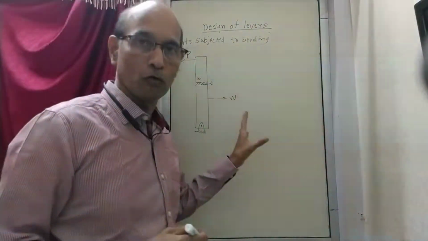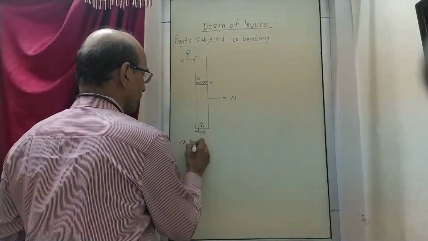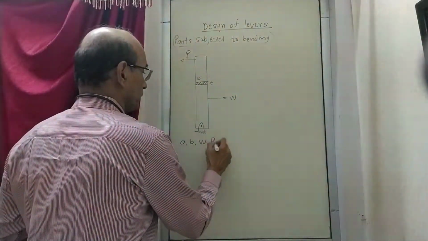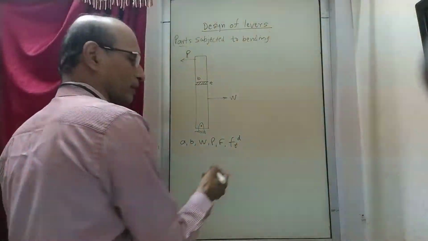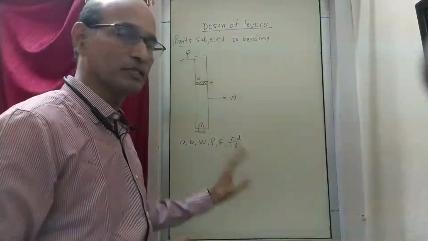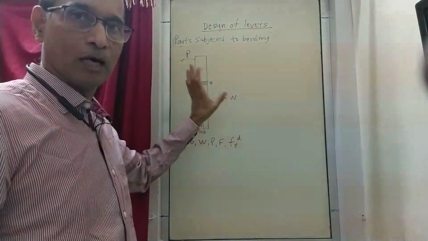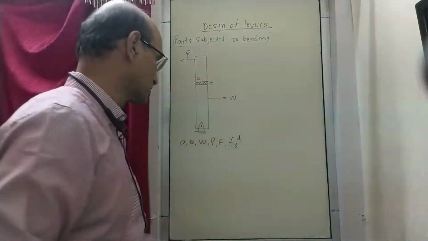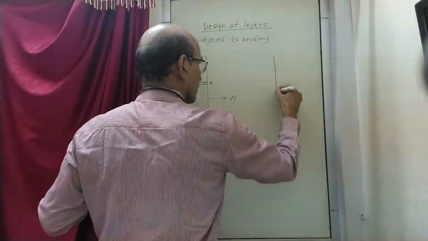Okay. So we have done this much. At this stage we have with us A, B, W, P, F and the design stress. Some of the things were given, some things were not given, but we have found them out. So now we have this much with us. Now we have to find out the cross section. How do we find out the cross section? That is next. Now if you see what was drawn earlier, here the lever is like this.